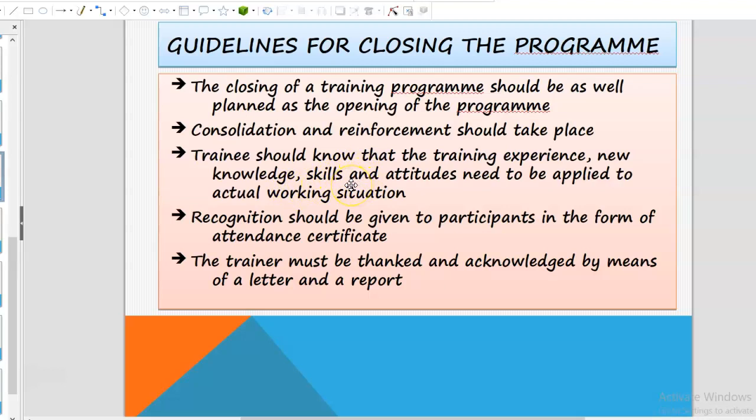This is one of the mistakes during training. You find that yes, employees come, they attend the training, but when they go back to their workplaces, they make no difference. It's because of this. They are not made aware that these are the set of skills that they should use in their immediate working environment. And 4, recognition should be given to participants in the form of an attendance certificate to motivate them. Yes, so that it can show that they attended the training.